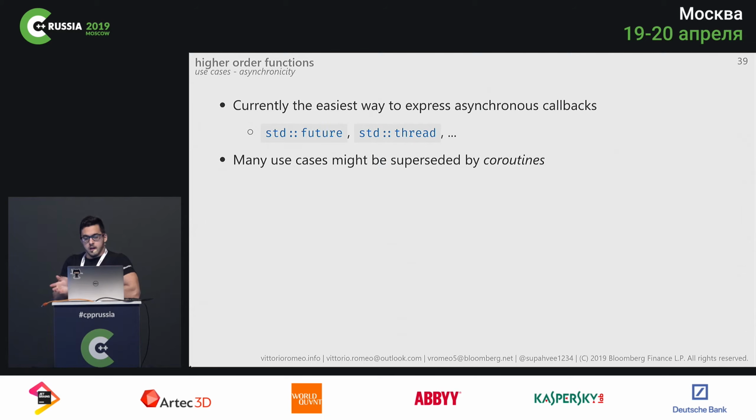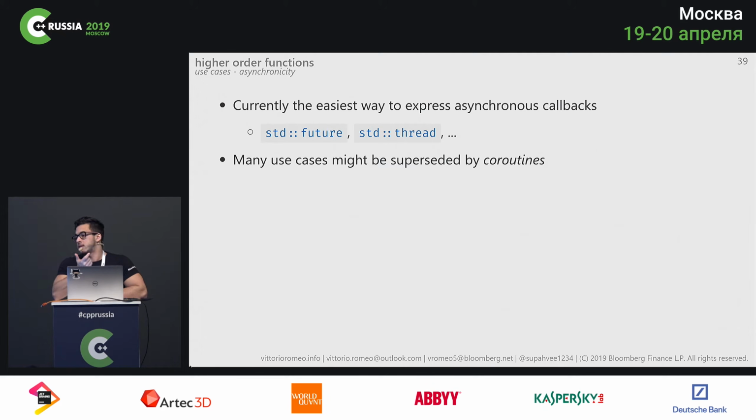OK, so that's inversion of control flow. Another use case that I have for higher order functions, which I think is really useful, is asynchronicity. Currently in the language, the easiest way to express asynchronous callbacks is using things like future, thread, and attaching continuations with lambdas. If you have a future, you would want some sort of closure object, then you can do .then or when_all and stuff like that. And the only easy way of doing that is with lambdas.